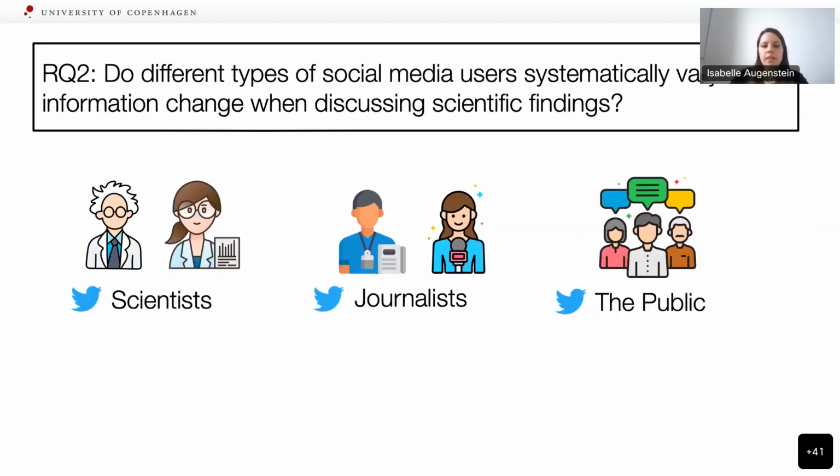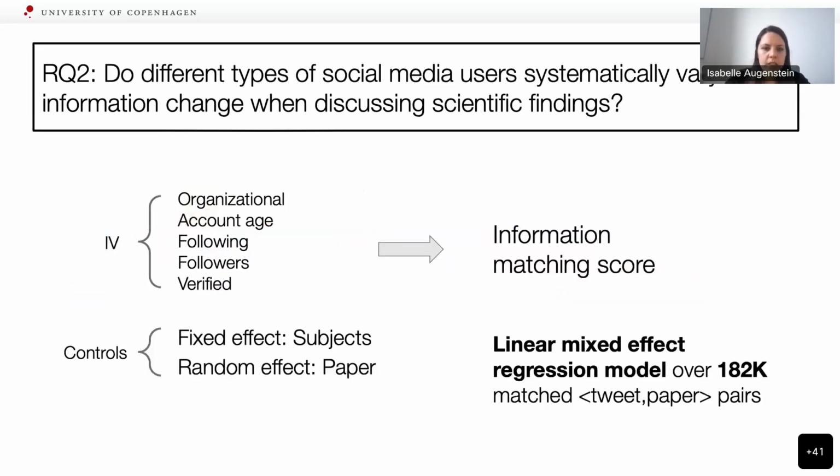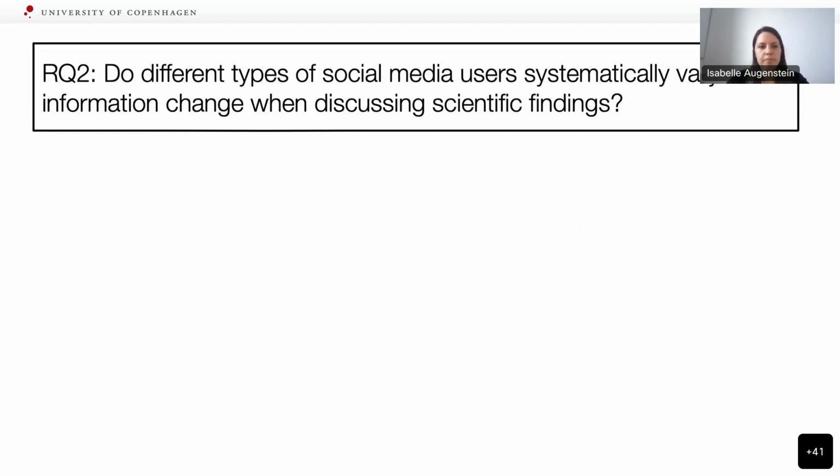Yes. The next research question we look at is, do different types of social media users systematically vary in information change when discussing scientific findings? And the different social media users we look at there are verified accounts versus not verified accounts, then different numbers of followers and accounts following, also account age, and whether an account is an organizational account. We do the same thing otherwise, fit the same kind of model to it.